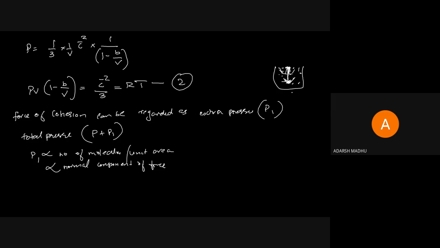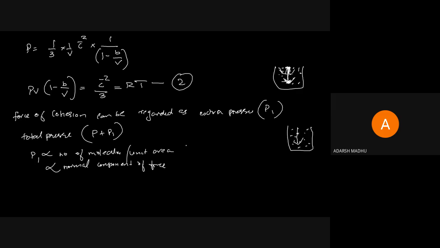That extra pressure P1 is directly proportional to the number of molecules per unit area, and also to the normal component of the force. Extra pressure is happening here because of cohesion, and that extra pressure is directly proportional to the normal component of that force and also the number of molecules per unit area.